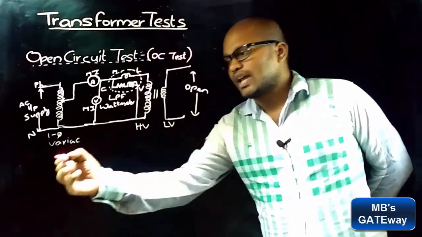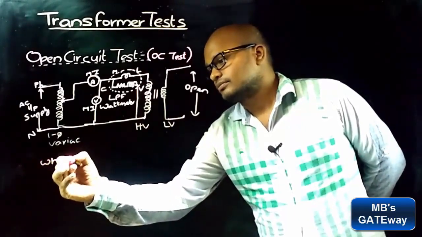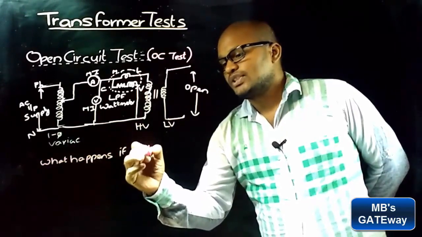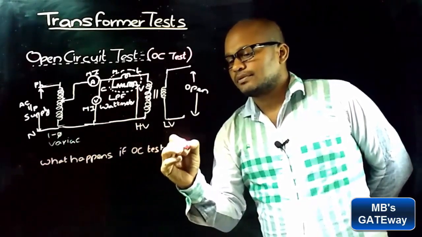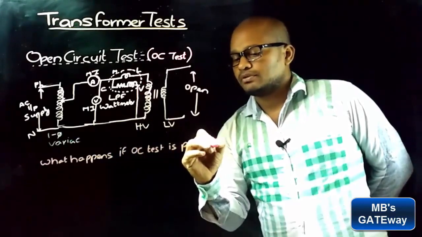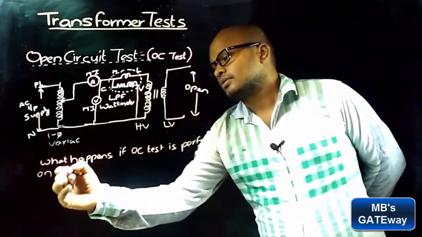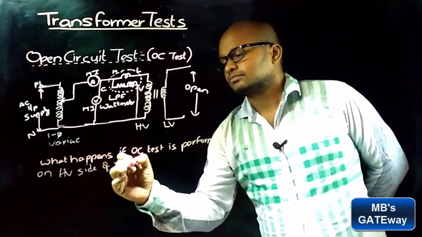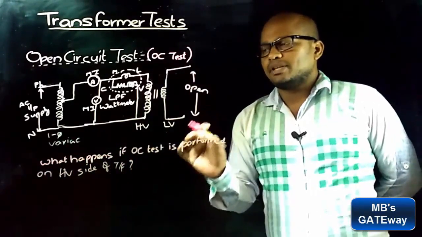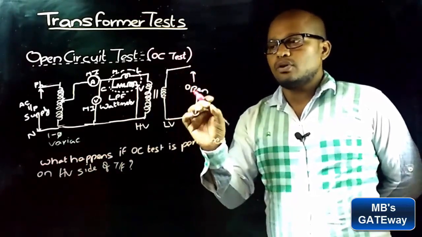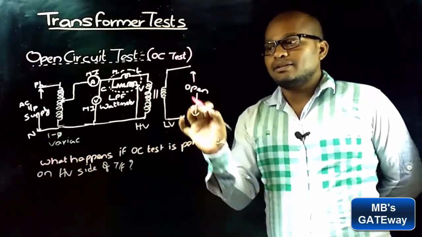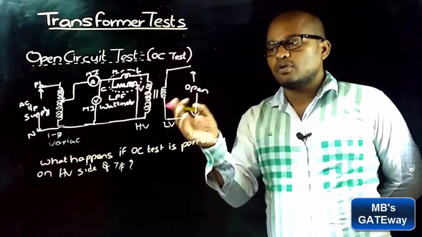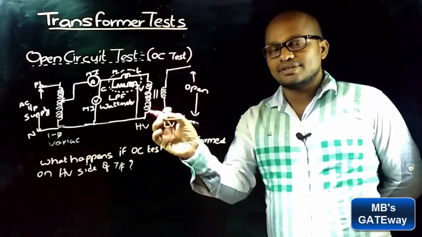Now let's discuss what happens if OC test is performed on the HV side of the transformer. The point you must keep in mind is that the open circuit test can be performed on any side of the transformer, but it is preferred to perform it on the LV side of the transformer. And why is it not preferred to perform the open circuit test on the HV side of the transformer?